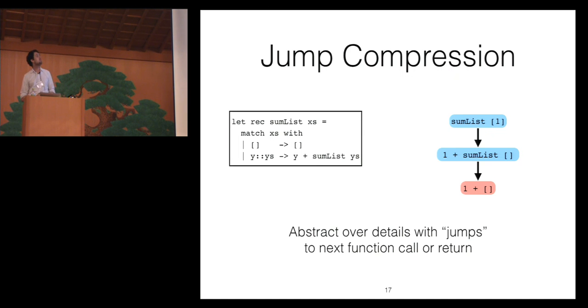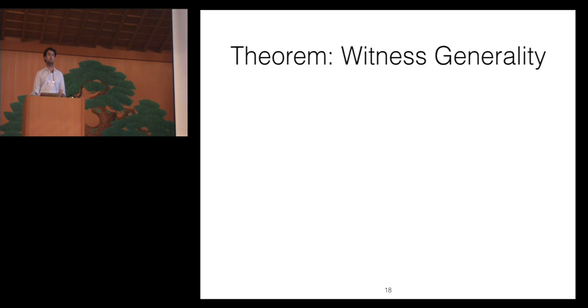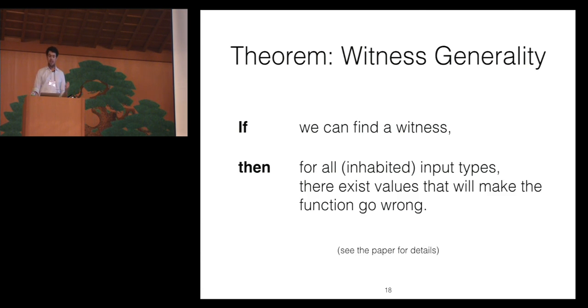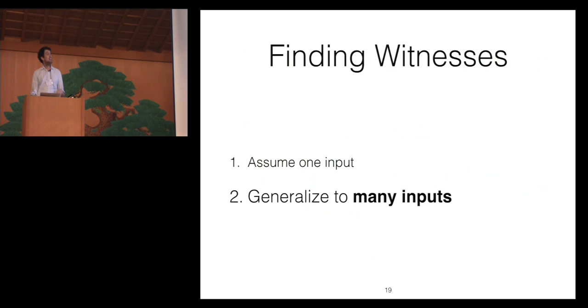So in this case, we were able to find a good witness to the type error in SumList in the form of the list containing 1. But the question is, can we do that in general? So in the paper, we prove a theorem that says that yes, we actually can do this in general. And specifically, it says that if we find a witness, then for all inhabited input types, there exist values of those types that will make the function go wrong. And you can see the full details of the proof in the paper. So that's how we find witnesses to functions of single inputs.